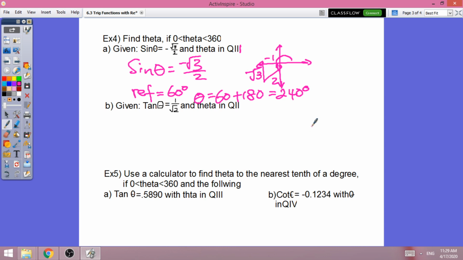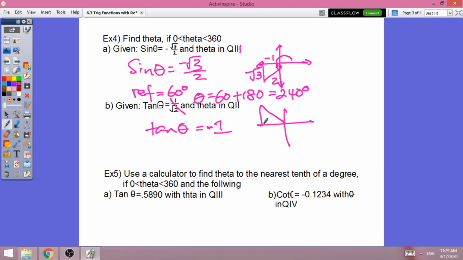I think there's a typo for that one right there. Okay, let's see. Yeah, that's a little typo right there. That one's supposed to be tangent of theta equals 1 in quadrant 2. It's actually negative 1. So let me just rewrite the problem. This one's supposed to be negative 1 right here.